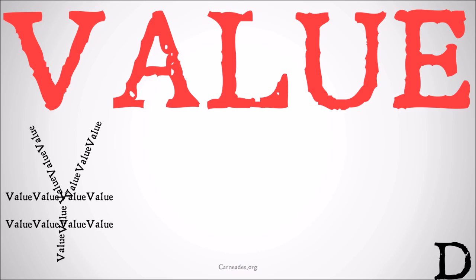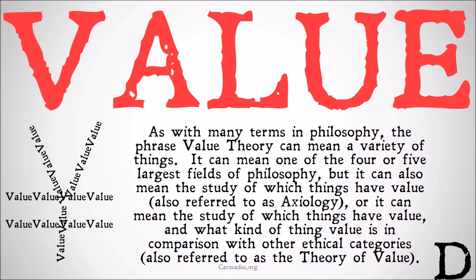Now, as with many terms in philosophy, depending on who you're talking to and in what context it's being used, value theory can actually mean a variety of different things. Most commonly, it's used to subdivide out one of the 4 or 5 big areas of philosophy. But it can also mean the study of which things have value and how much value they have, which can also be referred to as axiology when you're separating it out from that big category of value theory.